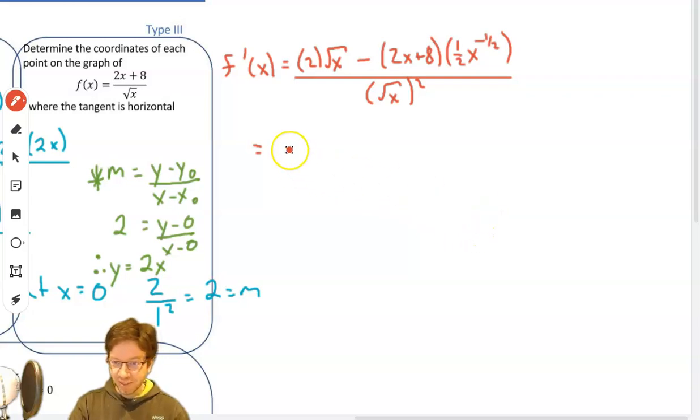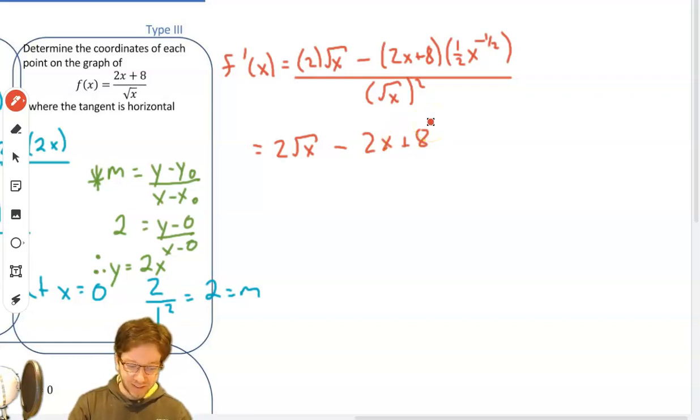Okay, time to clean things up a bit. So here we have 2 root x. Subtract, so we have 2x plus 8. So the 2x plus 8, and then what we can do is divide that. So this is 1/2, so we can put a 2 on the denominator, and we can write this as x to the 1/2, which is just root x. And all of that is divided by root x squared, which is just x.